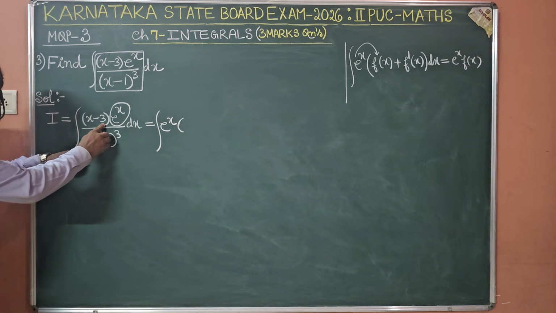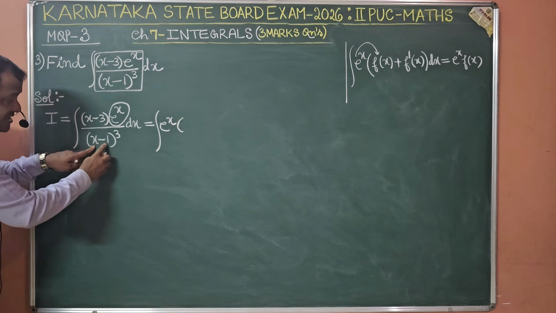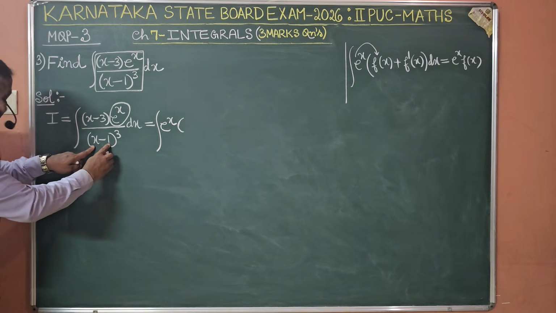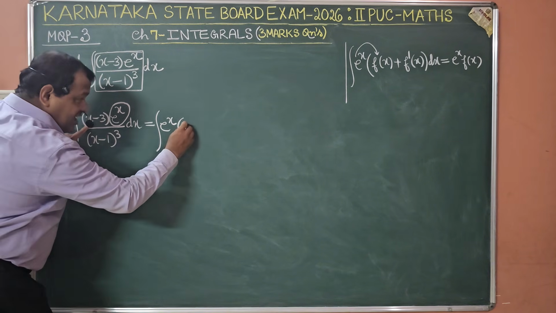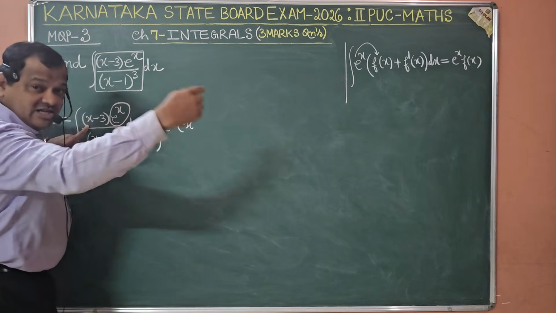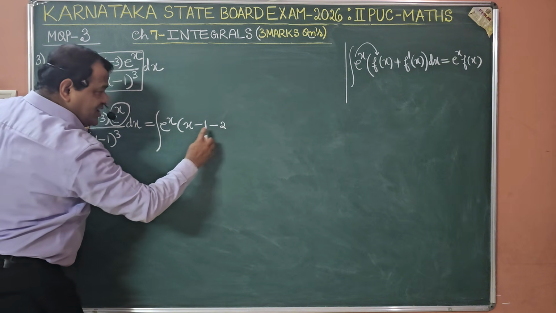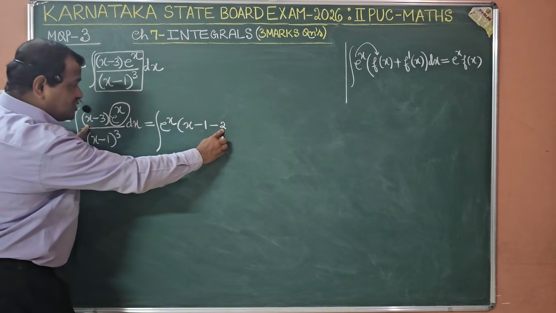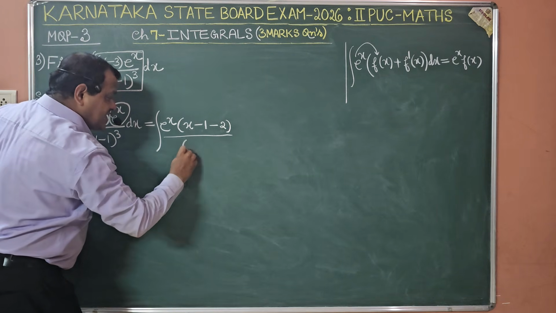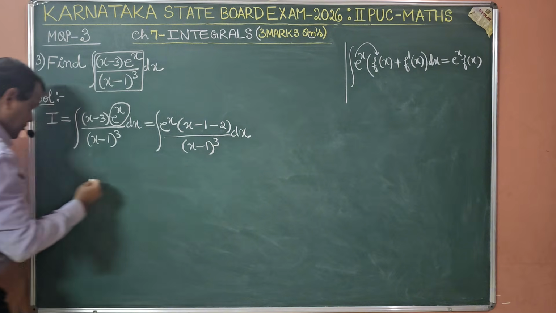In the numerator, what is given? x minus 3. This minus 3, you write as minus 1, minus 2. I will repeat. Since here it is x minus 1, in the numerator x minus 3, you write x same, but minus 3 you split, break as minus 1, minus 2. And you know, minus 1 plus minus 2 is minus 3. The denominator is the same, x minus 1 whole cube, dx here. Wait, I will continue.